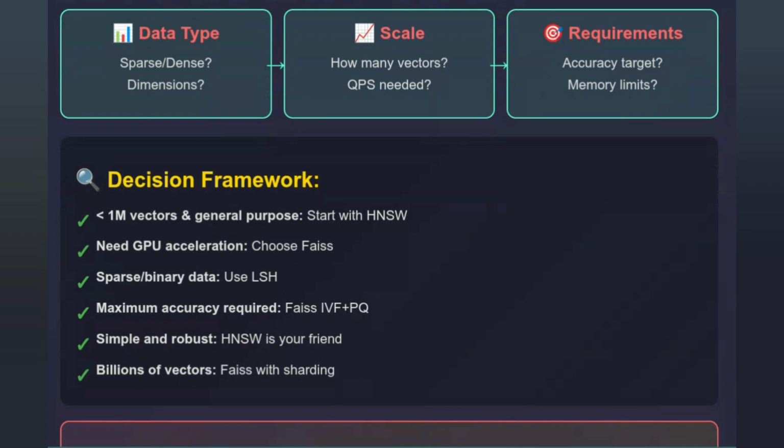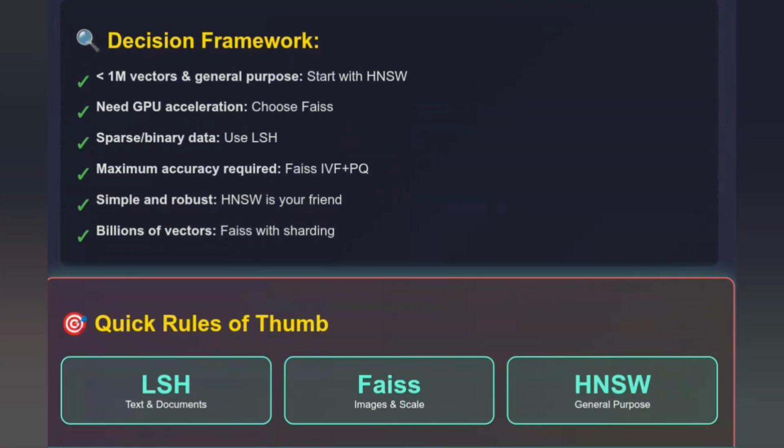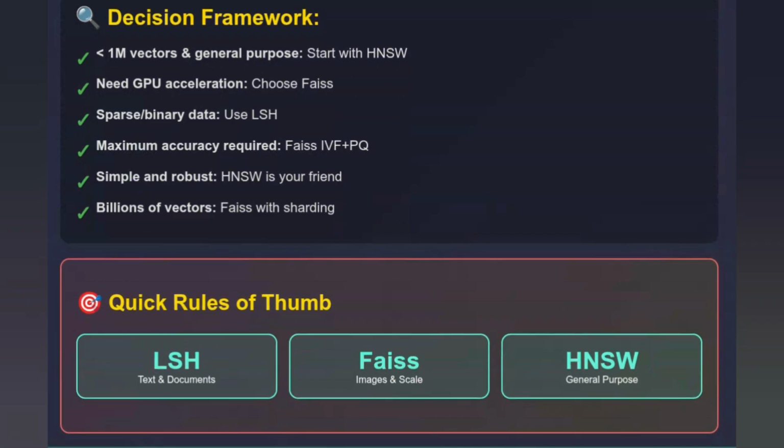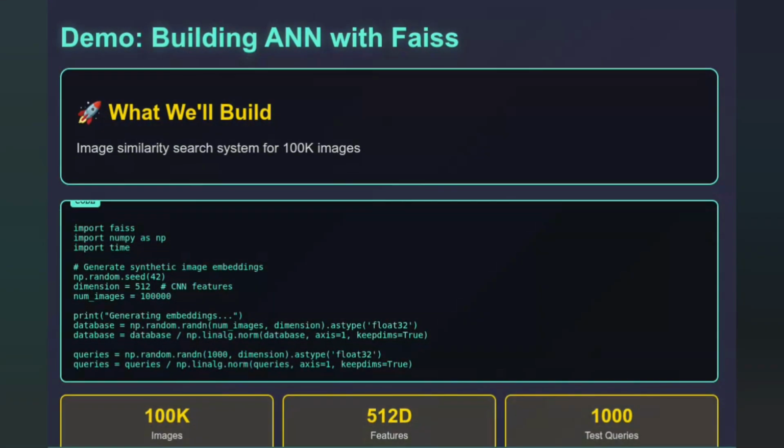Here's my quick checklist for choosing. Data size less than 1 million vectors? Start with HNSW. Need GPU acceleration? Faiss. Working with sparse or binary data? LSH. Need the absolute best accuracy? Faiss with IVF plus PQ. Want something simple and robust? HNSW.